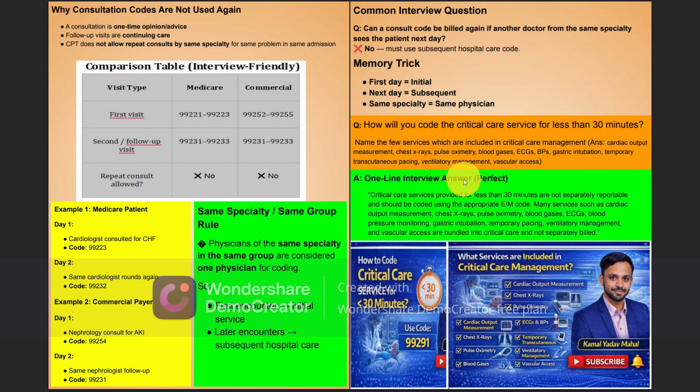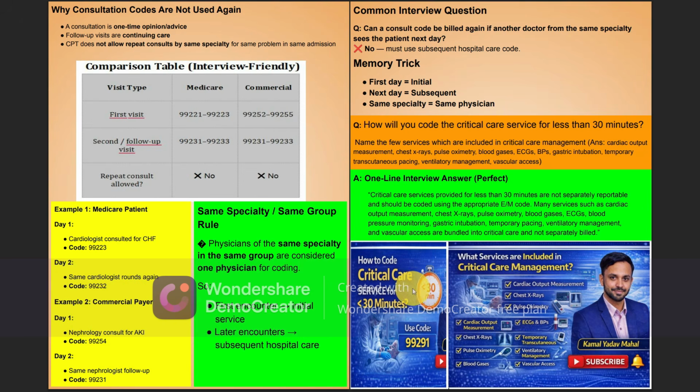One line interview answer: critical care services provided for less than 30 minutes are not separately reportable, and should be reported using the appropriate E/M code. Many services such as cardiac output measurement, chest X-ray, pulse oximetry, blood gases, ECG, blood pressure monitoring, gastric intubation, temporary pacing, ventilator management, and vascular access are bundled into the critical care services and not separately reportable or billable.